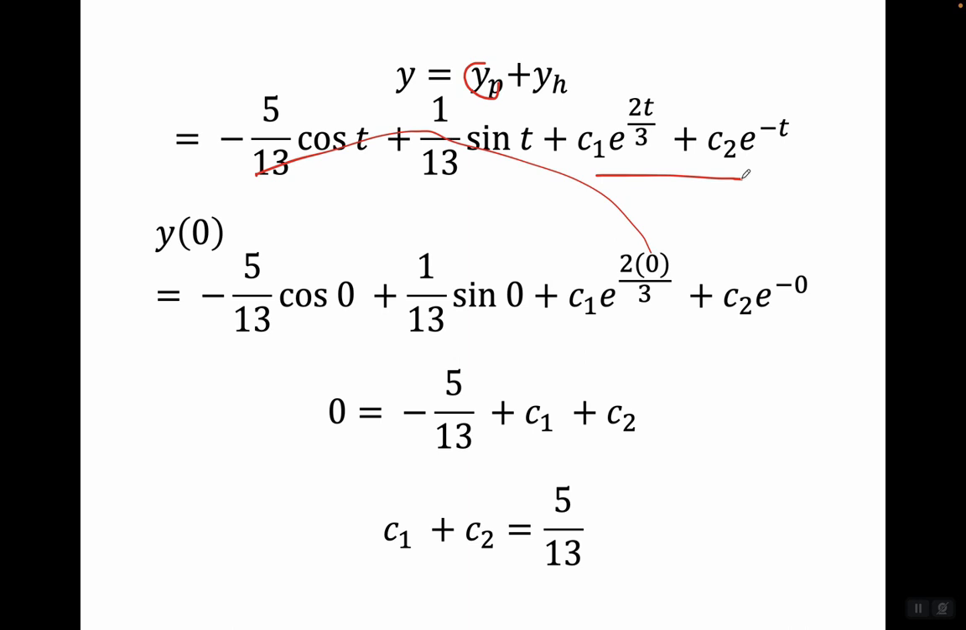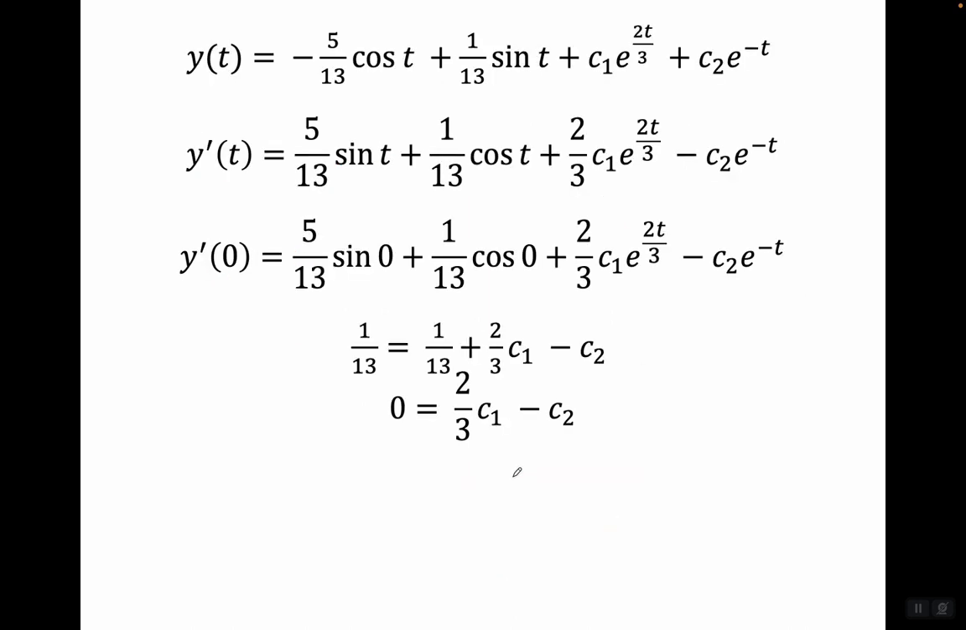So let's plug in 0 because we know y of 0. Y of 0 is negative 5/13 cosine 0 plus 1/13 sine 0 plus c1 e to the 2 times 0 over 3 plus c2 e to the negative 0. This simplifies to 0, because recall we saw a moment ago that y of 0 is 0, equals negative 5/13 plus c1 plus c2. So this leads to the equation c1 plus c2 equals 5/13.